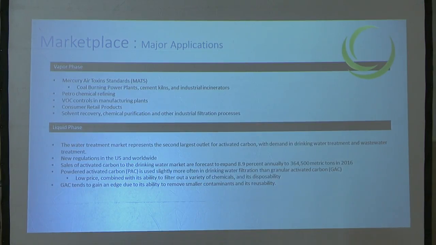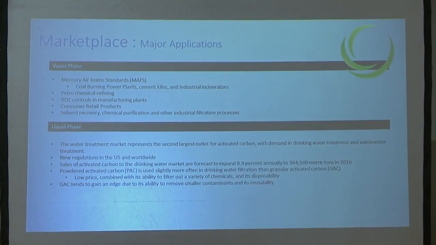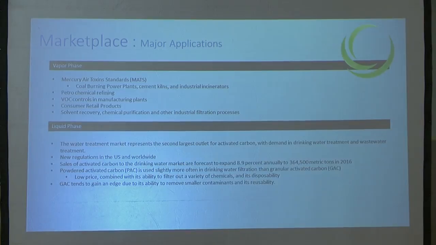Marketplace for activated carbon. There are two major marketplaces that we're focused on. The first is vapor phase, the second is liquid phase. Vapor phase in particular relates to the mercury air toxic standards, the MATS rules that we heard about previously. The 1990 Clean Air Act finalized a rule in 2011, influencing coal burning power plants, cement kilns, and industrial incinerators. This is what we're focused on, mercury capture.